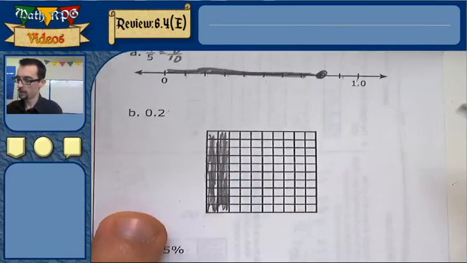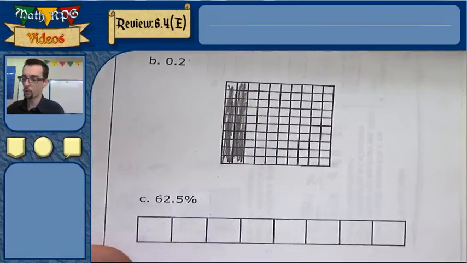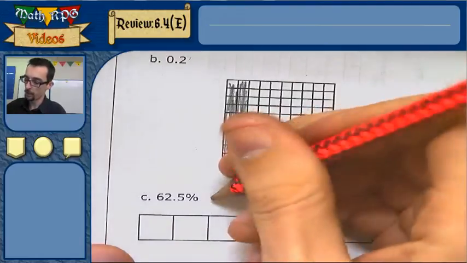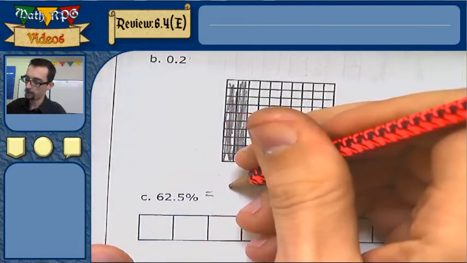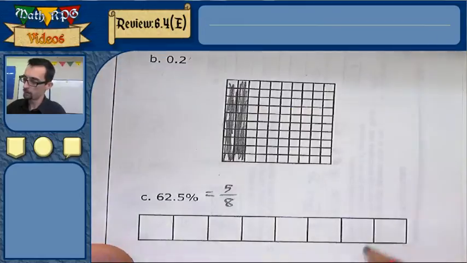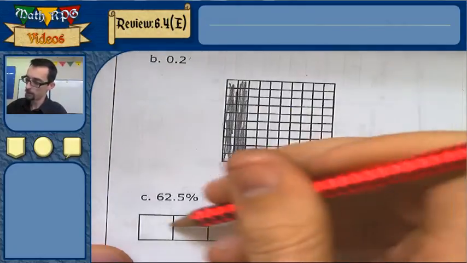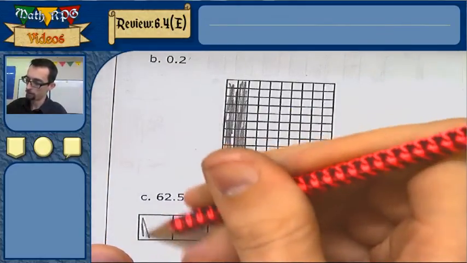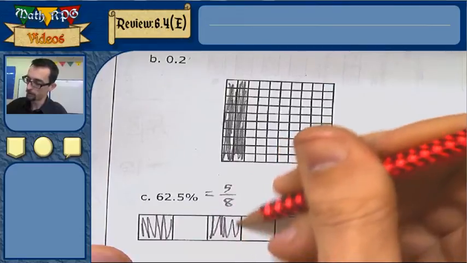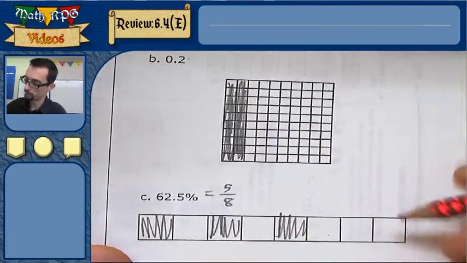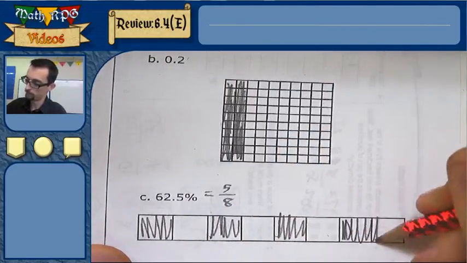There. And 62.5%, which I know is the benchmark fraction, that would be 5/8. This is already hopefully an eighth. Yes, it is. So I'll shade in 5 of them. And I'll just be really clever with this one and shade in something weird.